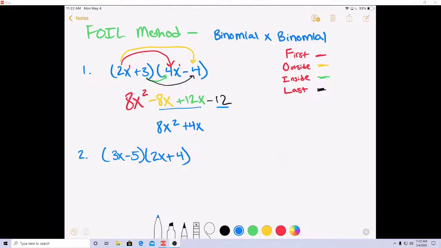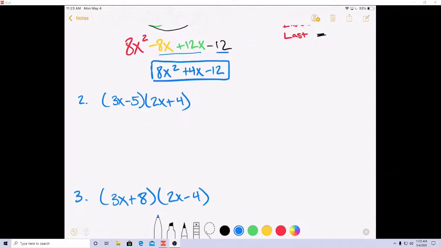And then this negative 12 doesn't have a buddy. There are no other just plain simple constant numbers in our problem. So he just tags along at the end and we get our answer. First, outside, inside, last. So let's do another one here.